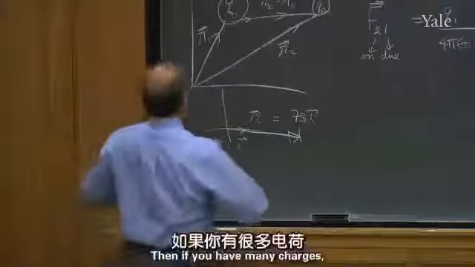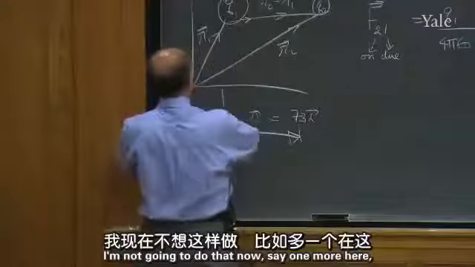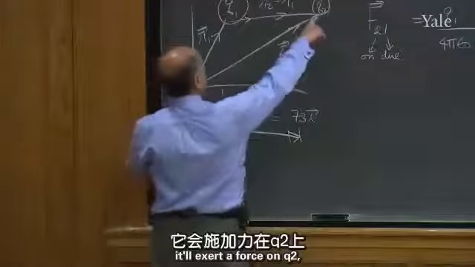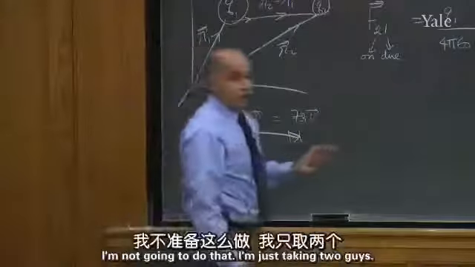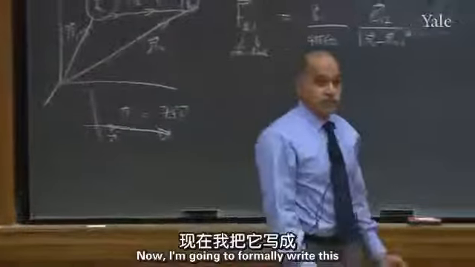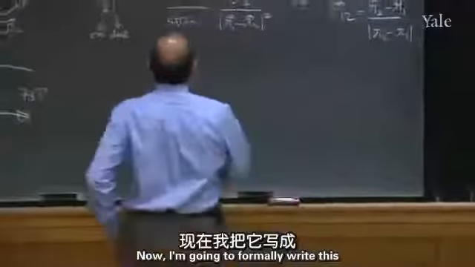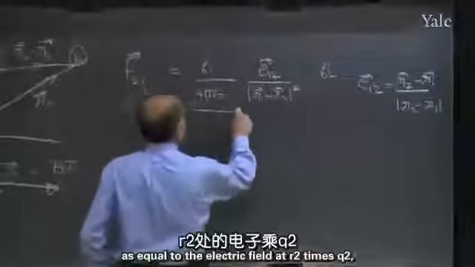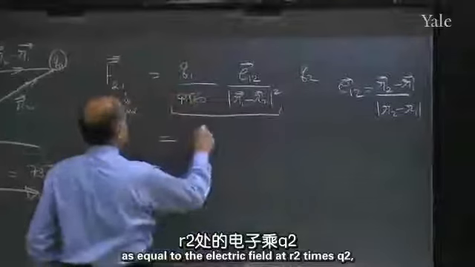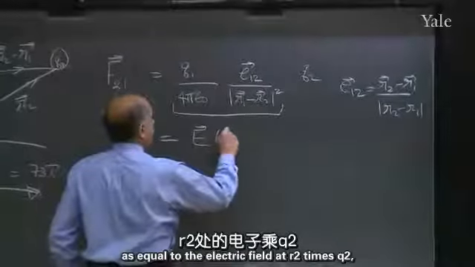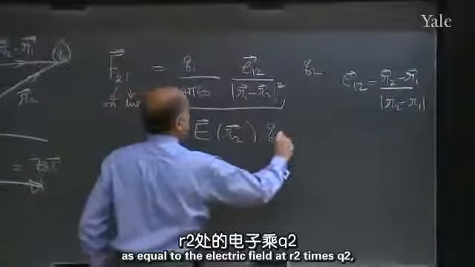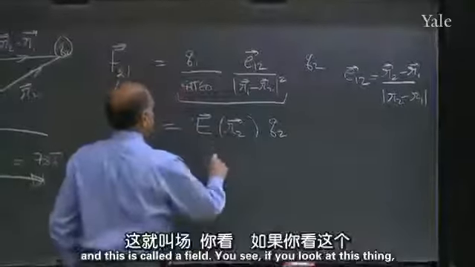Then if you have many charges, I'm not going to do that now, say one more here, it'll exert a force on Q2, which you got to add to the force due to 1. But I'm not going to do that. I'm just taking 2 guys. Now, I'm going to formally write this as equal to the electric field at R2 times Q2, and this is called the field.